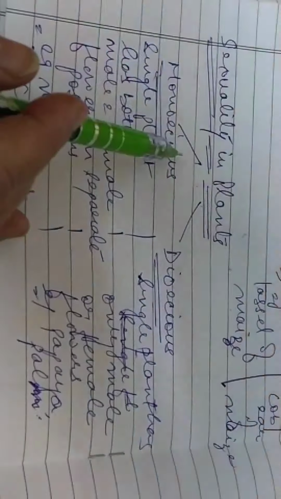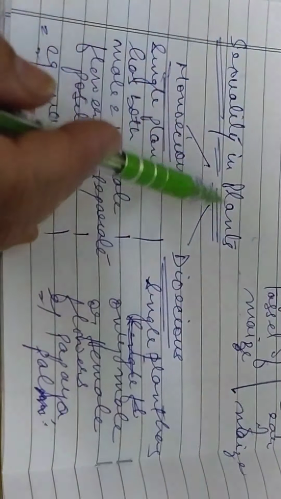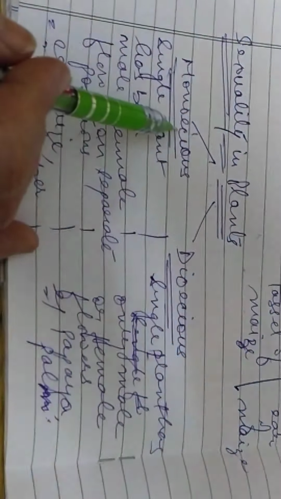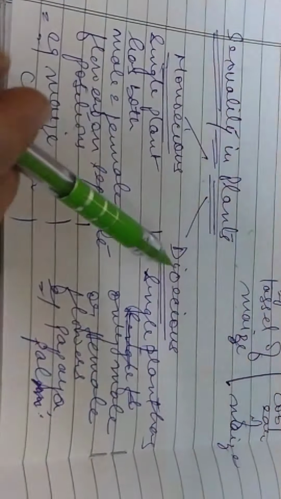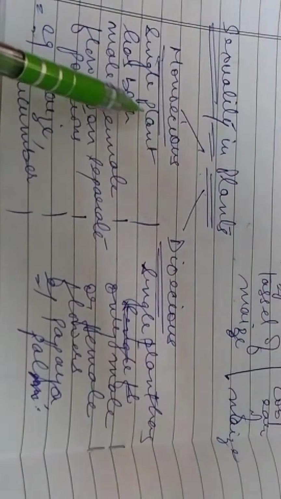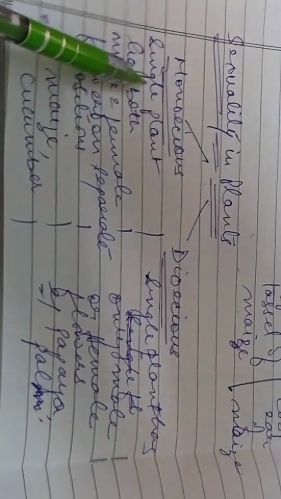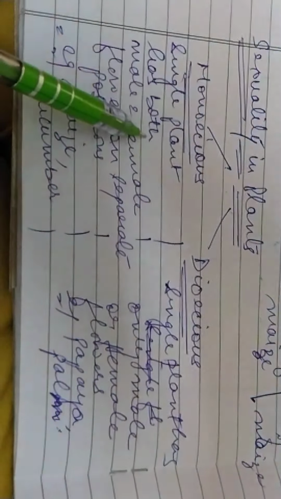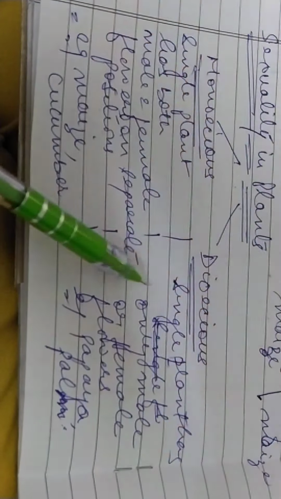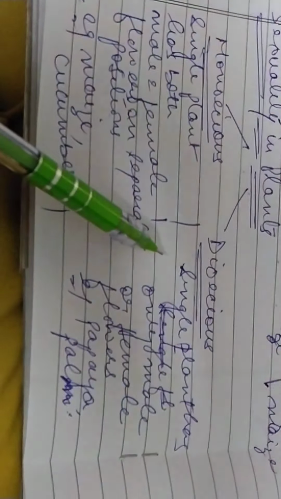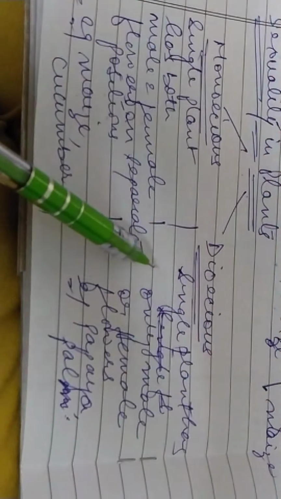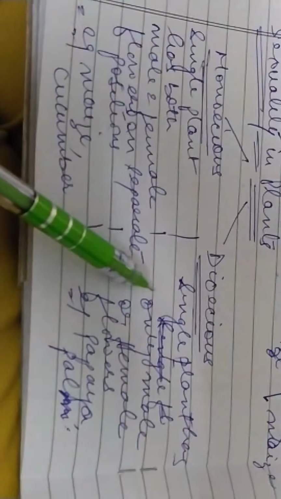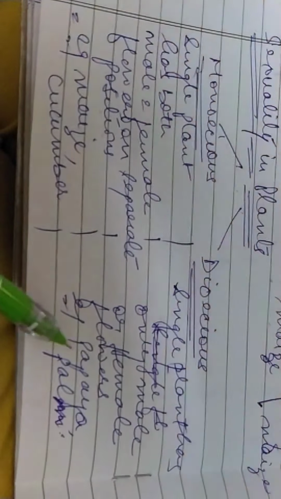Now we start with sexuality in plants. Plants are categorized into two categories: monoecious and dioecious. Monoecious means the male and the female flowers are present on a single plant but at separate positions, as in maize and cucumber. In maize, the lower portion has the female flowers and the upper portion has the male flowers. Dioecious means the entire plant has either the male or the female flowers. So we have separate plants for separate flowers. A single plant has only the male flowers, or only the female flowers. Examples are papaya and palms.